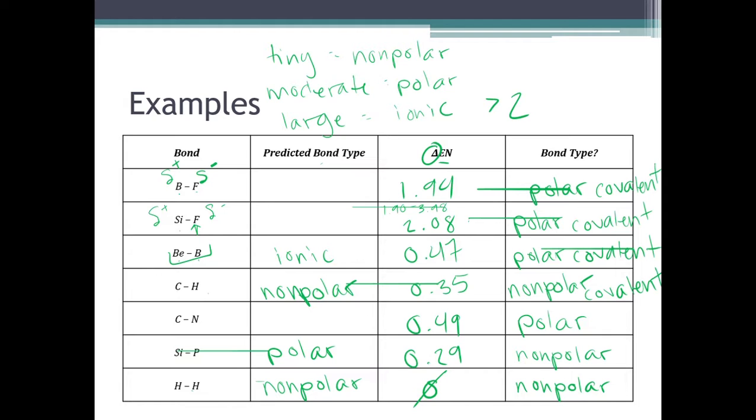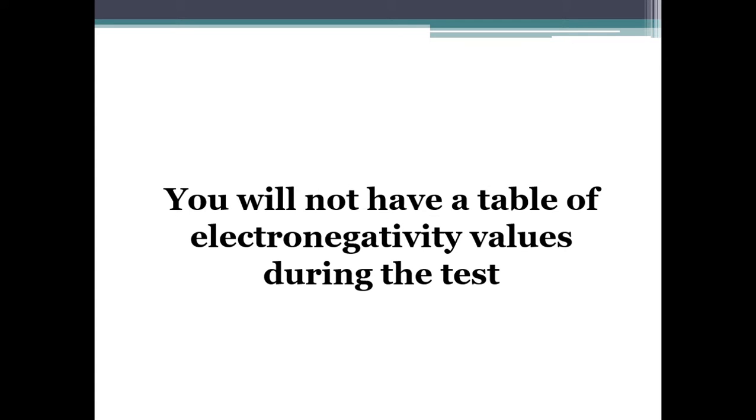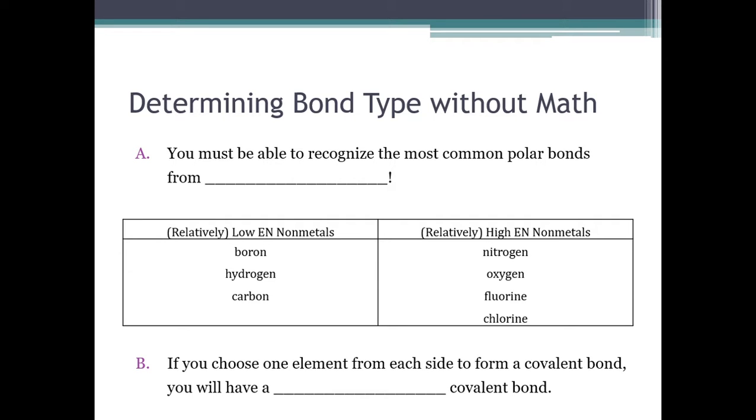Okay, so obviously this difference in electronegativity thing can be more harmful than helpful. So good news, you are not going to get a table of those values during the test. Instead, you're going to be asked to recognize some patterns. So determining bond type without math is actually easier than determining it with math. You need to be able to recognize the most common polar bonds from memory.